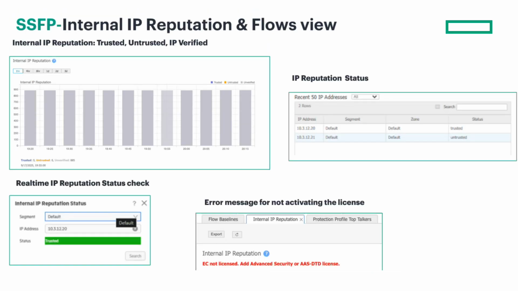The internal IP reputation also has some reporting. It shows you the recent 50 IPs always on the list, and it shows you which segment and zone we observed it in, and its state. And the state is dynamic, so its state can always be seen. You can always query the state of an IP: you just select the segment and type in the IP, and it tells you one of the three states, whether it is trusted, untrusted, or unverified. For qualifying the internal IP, we use this mechanism. For external IPs, we tap into the IP reputation database that we obtain from BrightCloud.